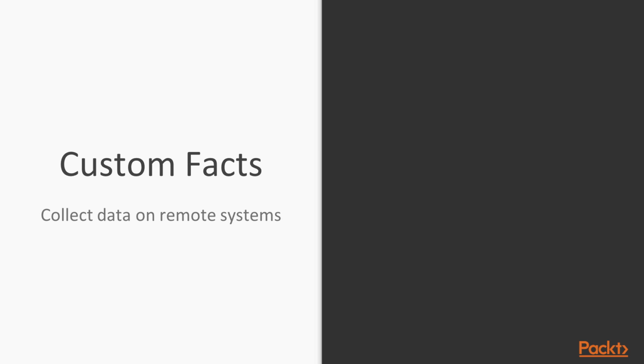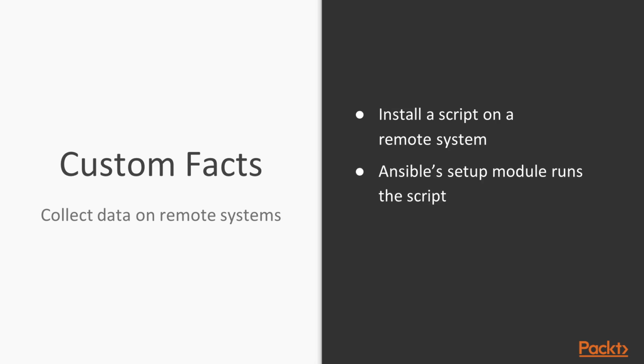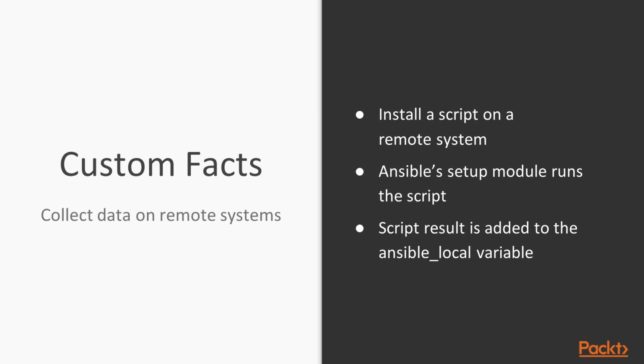What Ansible allows us to do is install a script on a remote system. When Ansible's setup module runs, it checks a directory on that remote system. When it finds our script, it runs it, and the results are added to a variable called Ansible_local. Let's take a look at how we can create a script containing a custom fact. We can install it on a remote system and then have the setup module run it for us automatically and bring it in as a variable.